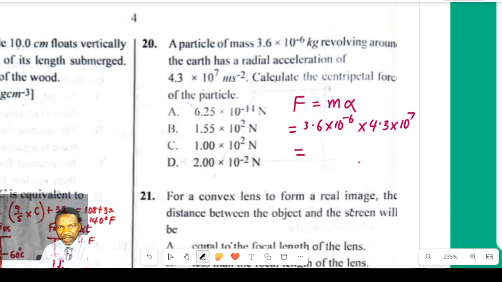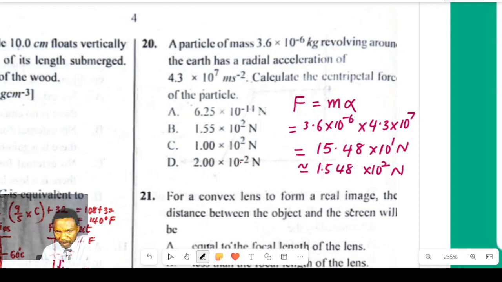So that will give 15.48 times 10 raised to power 1 Newton. Then put this in standard form, so that will become 1.548 times 10 raised to power 2 Newton. So approximate this to the nearest number, to become 1.55. So the answer is B.